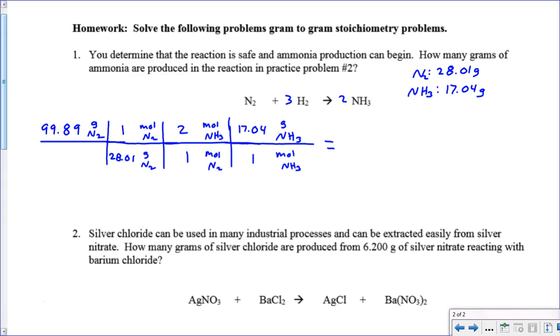On this one, we're going to end up having 4 sig figs because all the numbers have either 4 sig figs or they're those perfect numbers, which have infinitely many. And so we end up with 121.5 grams of NH3.